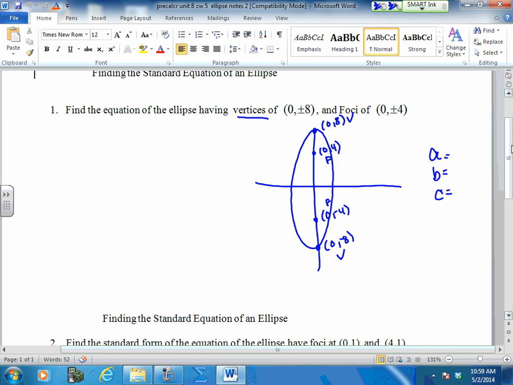A is the distance from the center to the major vertex. So what's A? 8. B is the distance from the center to the co-vertex. That we don't know yet, right? C is the distance from the center to the foci. 4. Now, I have a little formula that says C squared equals A squared minus B squared. So if I know two of them, can I plug it in and find the third? There you go. 4 squared is equal to 8 squared minus B squared.